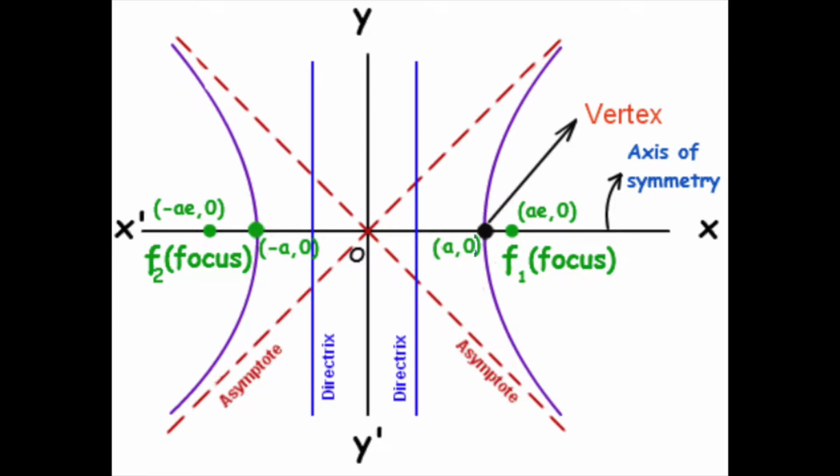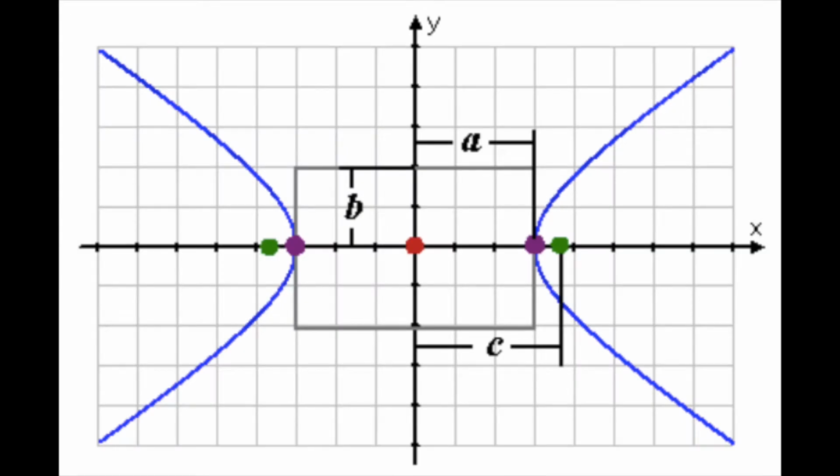The line going from one vertex through the center and ending at the other vertex is called the transverse axis. The foci, plural of focus, of a hyperbola are inside each branch, and each focus is located some fixed distance c from the center. This means that a is less than c for hyperbolas.